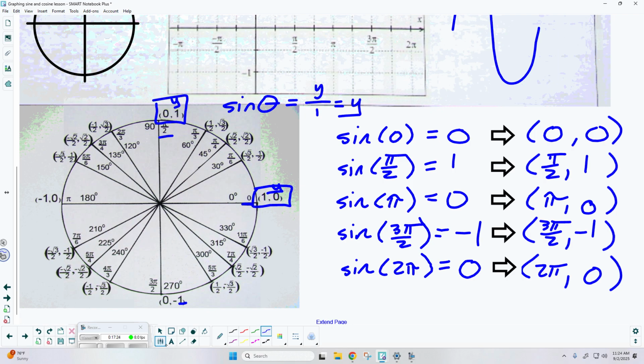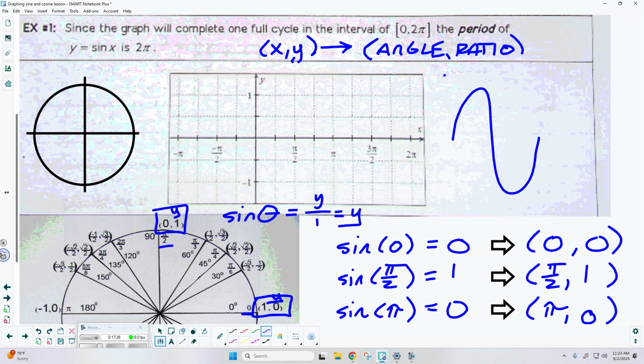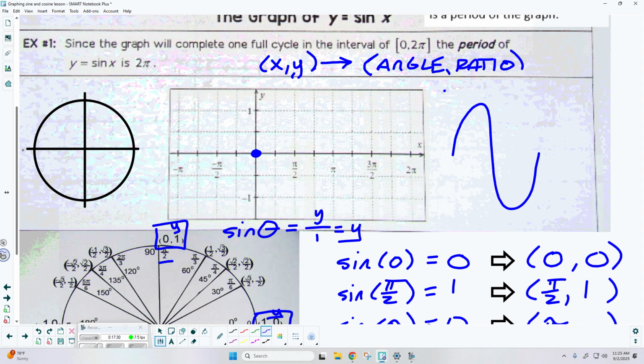Okay. Well, let's go ahead and plot these. Now, it's just the same as you would plot on any other coordinate plane. Okay. We start at the origin, so there's 0, 0. Then we have the ordered pair pi over 2, 1. So from the origin, we're going to go pi over 2 to the right, and then 1 up.